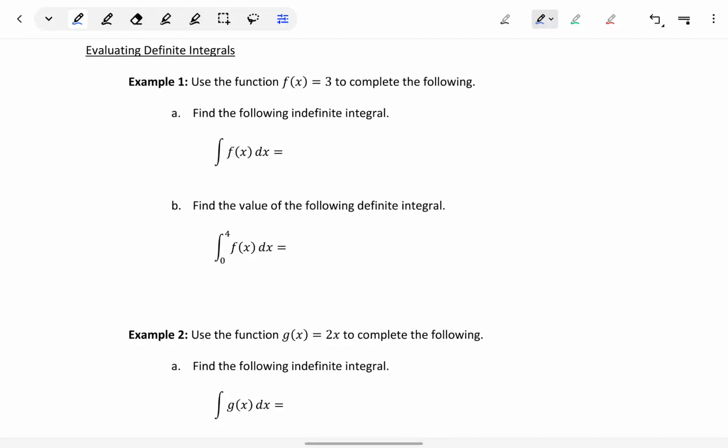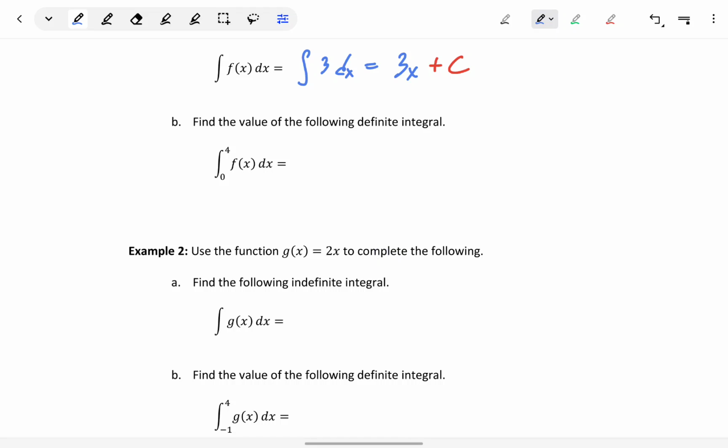Starting with example 1, now we want to apply the fundamental theorem of calculus to find the value of these definite integral statements. In example 1, we're given the function f of x equals 3. In part A, we want to find the indefinite integral of that function f of x, meaning we want to find the indefinite integral of 3 dx, which will be 3x plus that constant c, always needs to be included there.